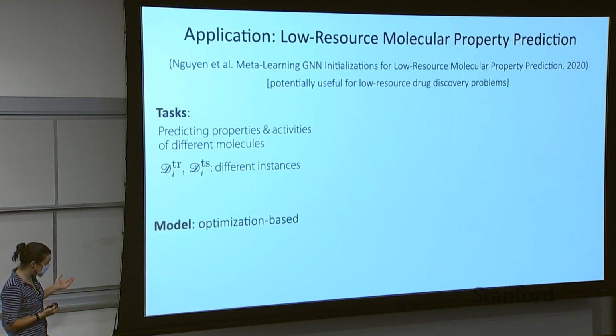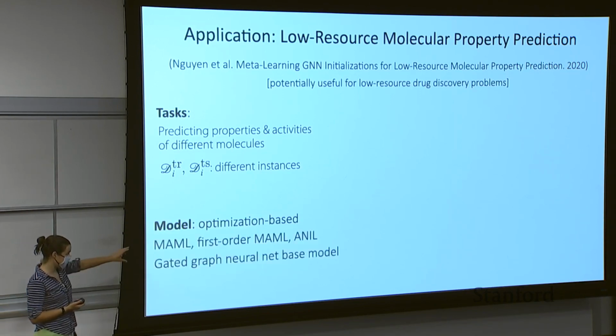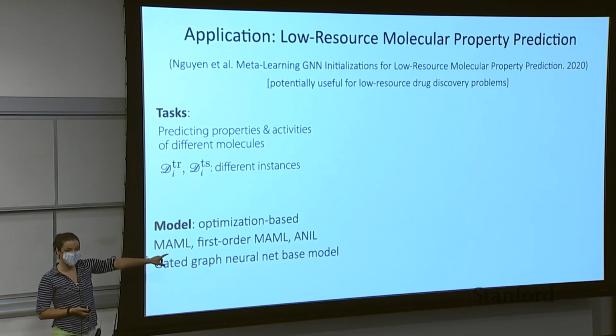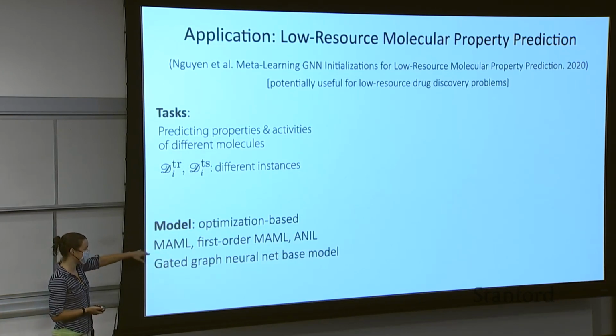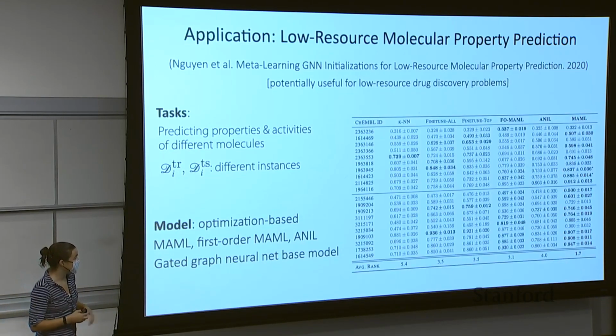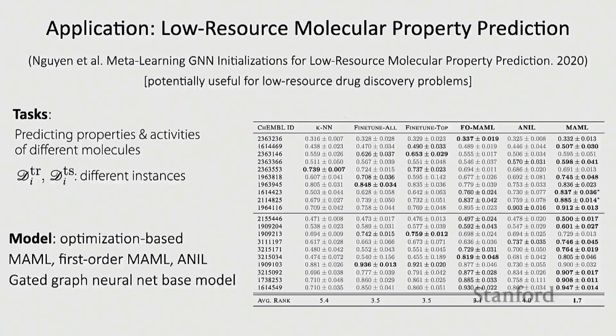In this case, they used optimization-based approaches, and they compared 3 different approaches, which is MAML, first-order MAML, and almost no inner loop, which essentially just does MAML on the last layer of the model. And they used a gated graph neural network as the base model with MAML. And what they found is that if you do things like k-nearest neighbors or fine-tuning on top of a model, that doesn't perform as well as using meta-training on the molecules they had.